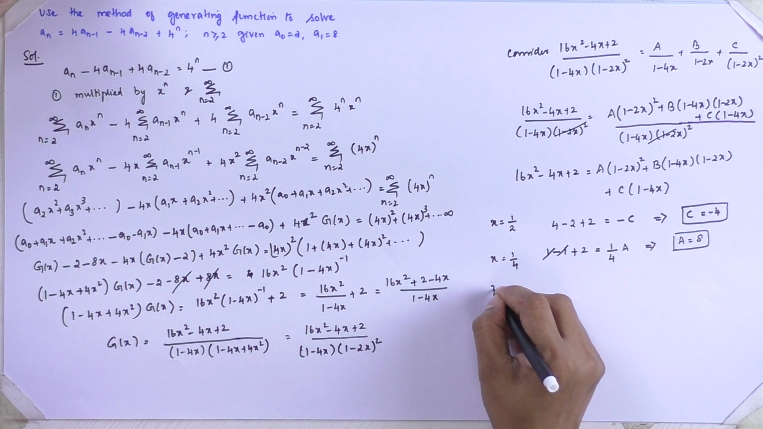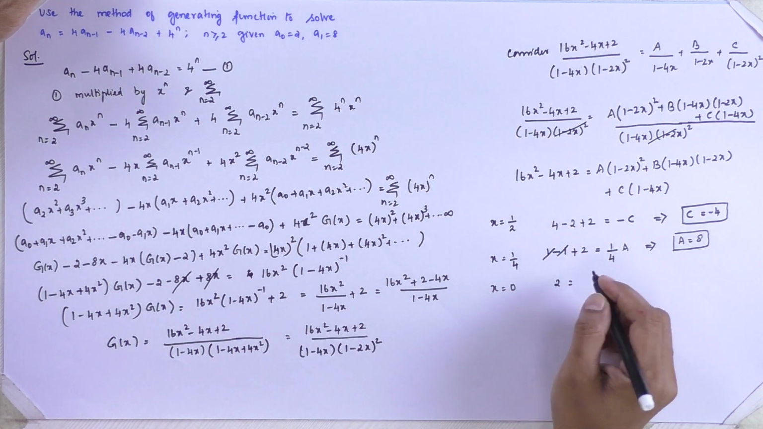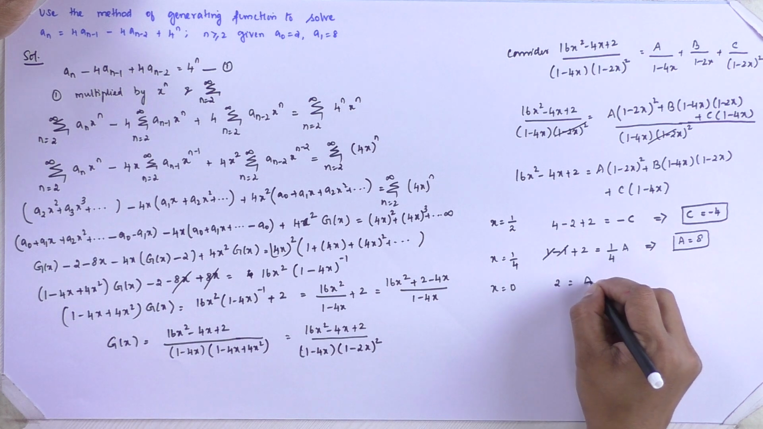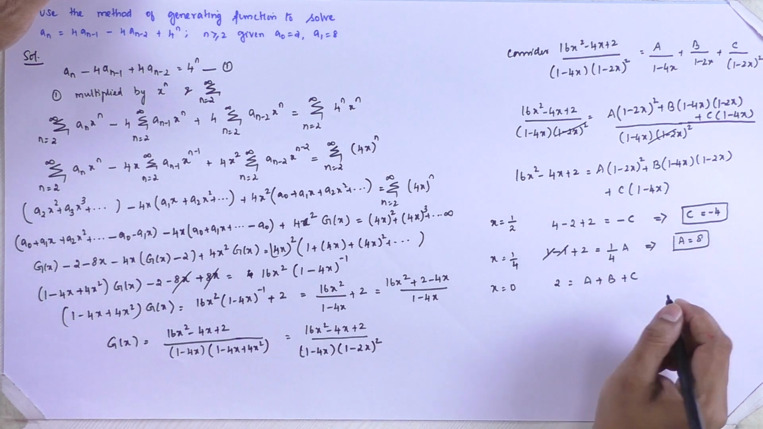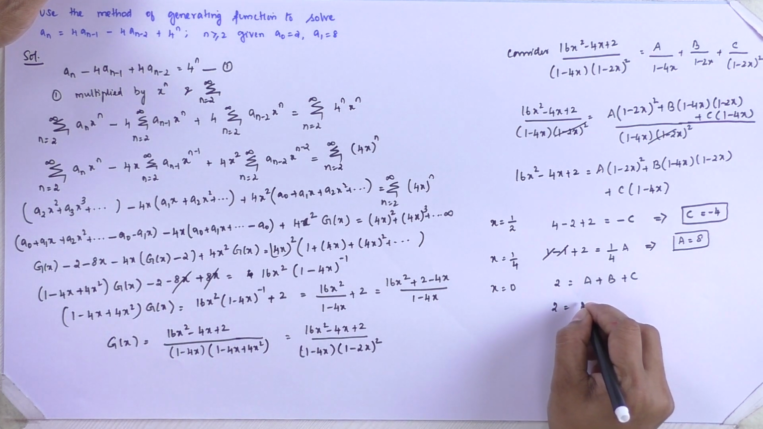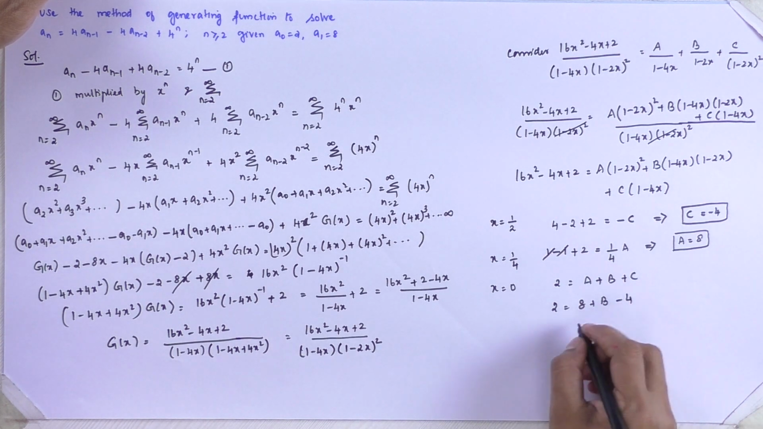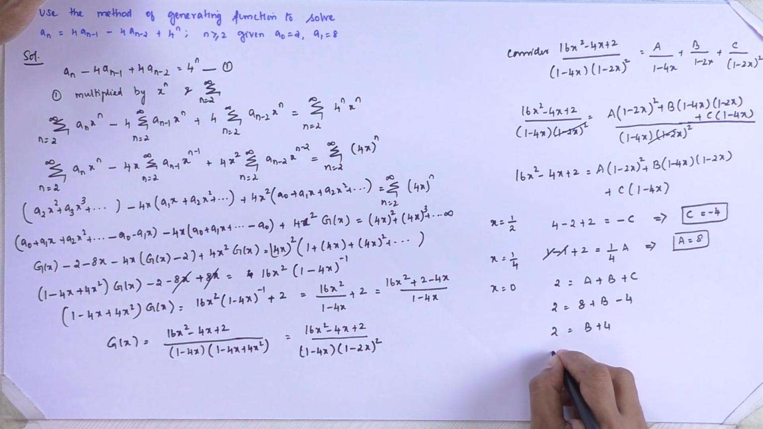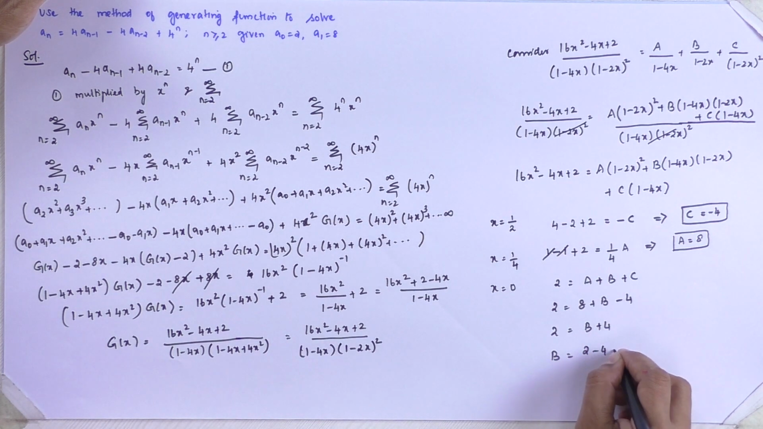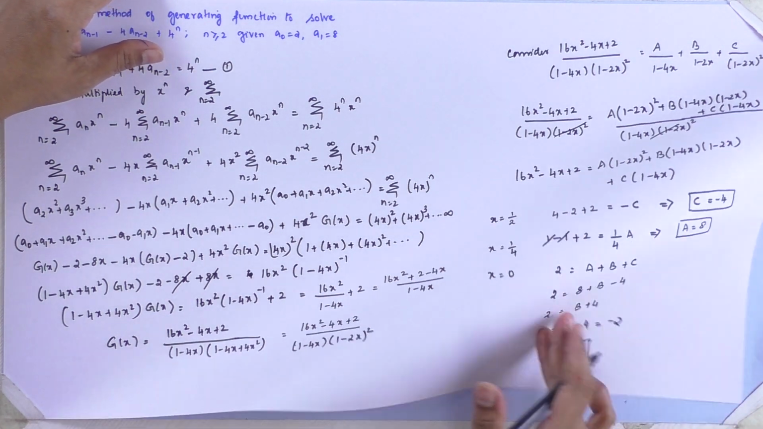Then for b, I can give my value of x to be 0. x is 0, and if I give it, I will get 2 in the left hand side. x is 0, I will get a. x is 0, I will get b, and x is 0, I will get c. So 2 is equal to, value of a is 8, value of b I will have to find out, and this is, that is 2 is equal to b plus 4, or my b will be equal to 2 minus 4, which is equal to minus 2. So the value of b is equal to minus 2 here.